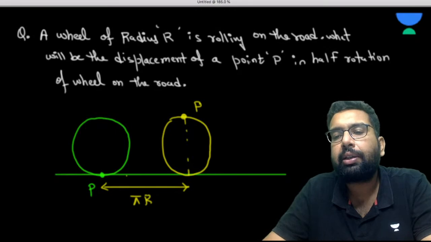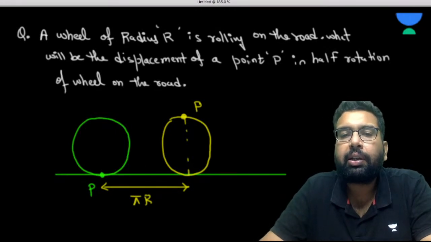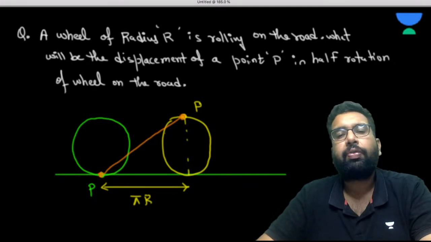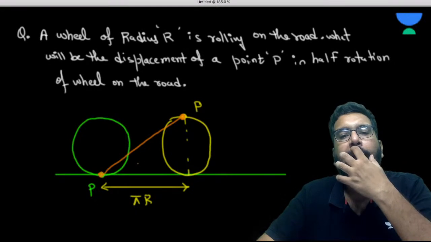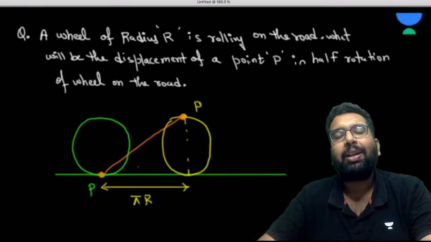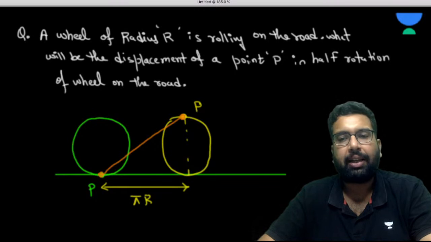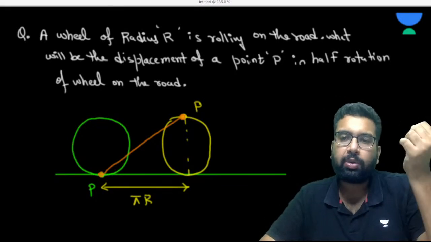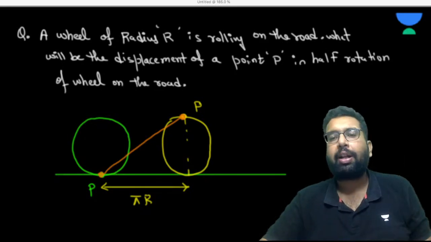So this is the shortest distance. No, sir, this is not the shortest distance. Shortest distance is this. If you join this P, this is initial P, this is final P, this is going to be your shortest distance. See, this is going to be your displacement. Displacement is what, guys? Displacement is the shortest distance from initial point to the final position.